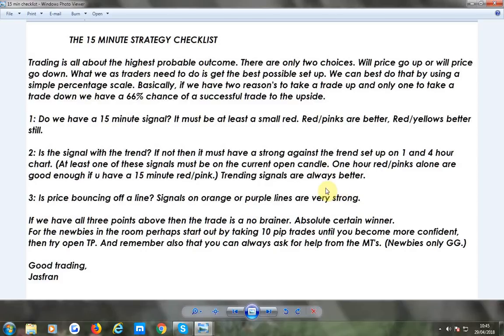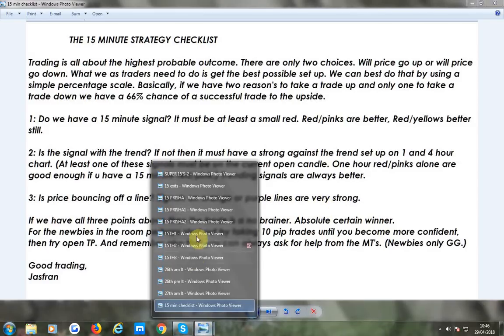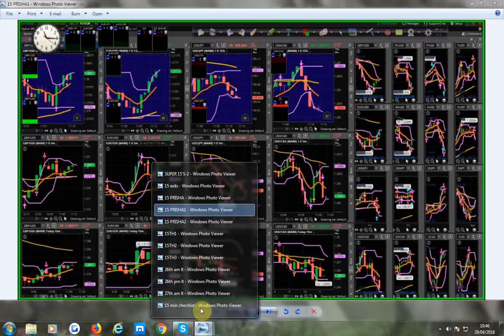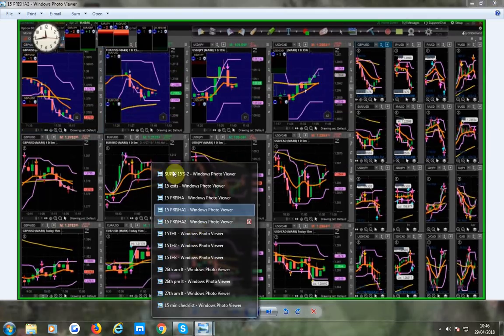Trending signals obviously are always better. Is price bouncing off a line? Signals on orange or purple lines are very strong. Right, well, again, looking at the signal here, you're bouncing off a BB band on the 15-minute and you're bouncing off the orange line on there. So again, at the moment you have a 2-to-1 setup in your favour. All you need is momentum. Okay, let's move on to the next chart to show you what happened.